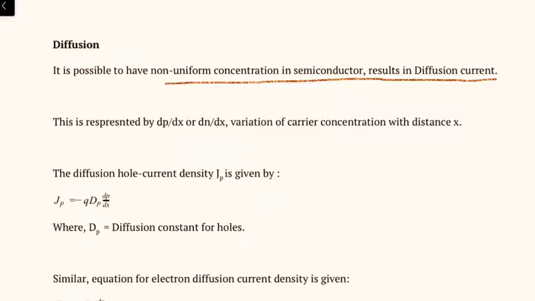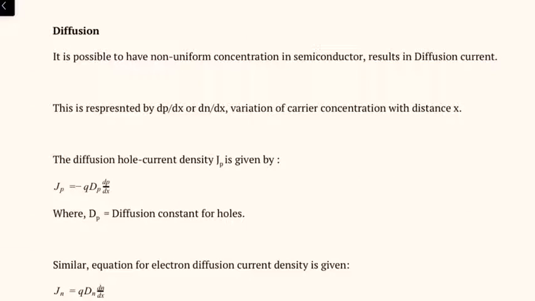The concentration of holes or electrons varies with distance x in a semiconductor. The holes or electrons will always move from higher concentration to lower concentration till an equilibrium condition arises. Suppose dp/dx represents the hole concentration gradient and dn/dx represents the electron concentration gradient.